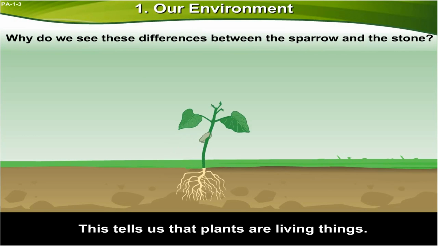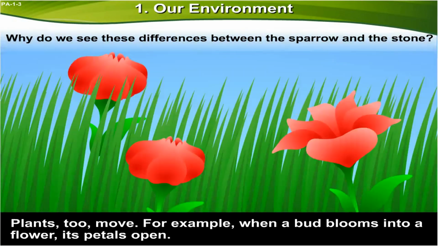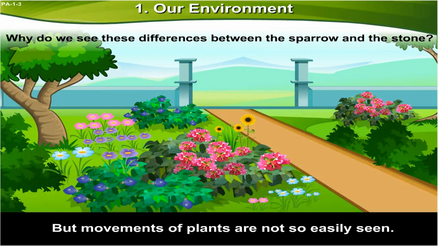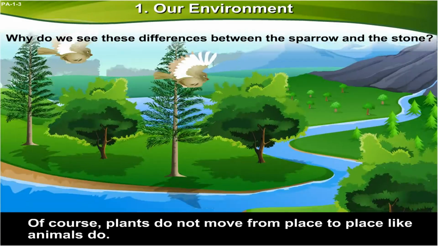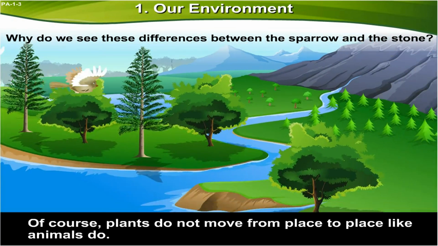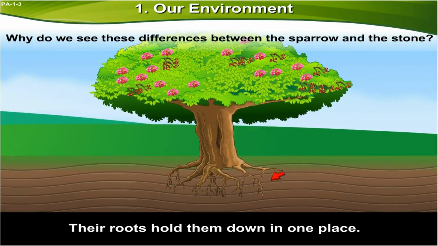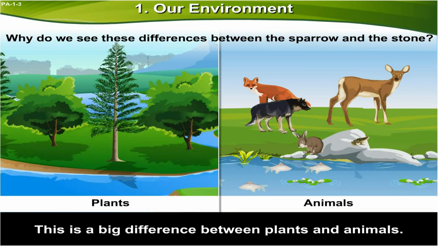This tells us that plants are living things. Plants too move. For example, when a bud blooms into a flower, its petals open. But movements of plants are not so easily seen. Plants also need food. Of course, plants do not move from place to place like animals do. Their roots hold them down in one place. This is a big difference between plants and animals.